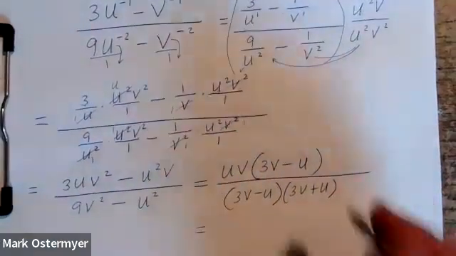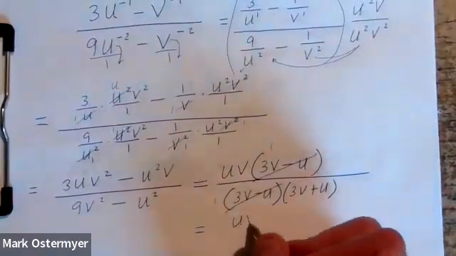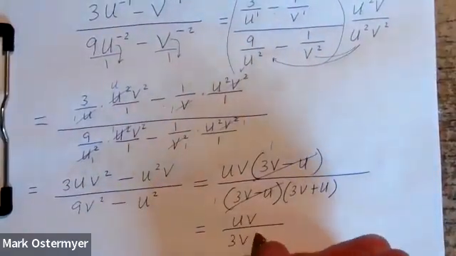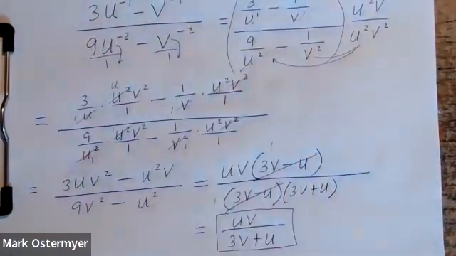Finally, we can reduce out the 3v minus u with this 3v minus u, and we're left with our final answer of uv over 3v plus u. And that is called simplified, and we're done.